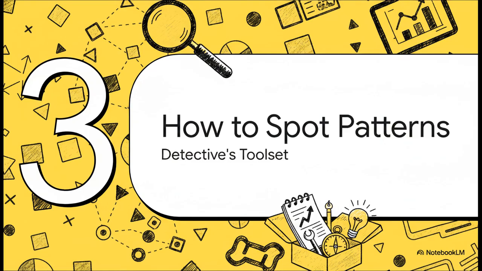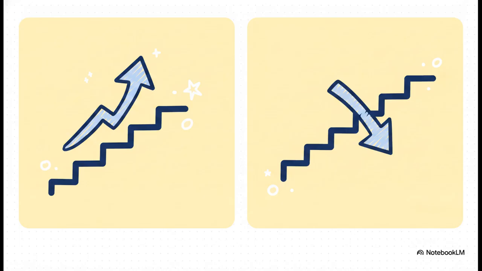Section 3. How to spot patterns. Let's crack open that detective's tool set. I'm going to equip you with the core analytical skills you need right now. On one side, we have increasing trends. This is when values are going up over time. Just visualize your data moving like a staircase going steadily upward. On the flip side, we have decreasing trends. That's when values are going down over time, tumbling down the stairs. Whenever you look at data, you're actively looking to see how it moves. Does one variable rise while another falls?